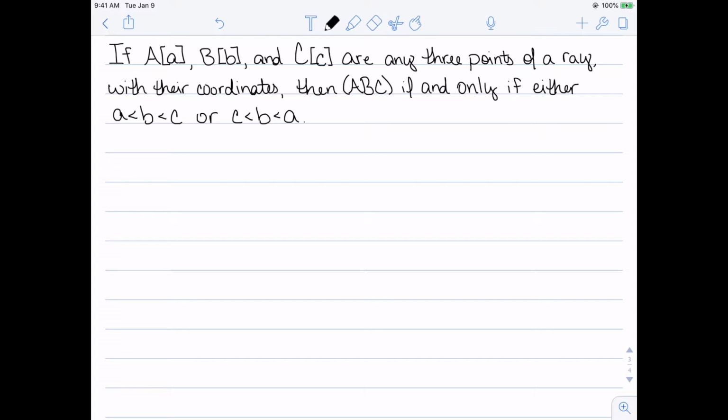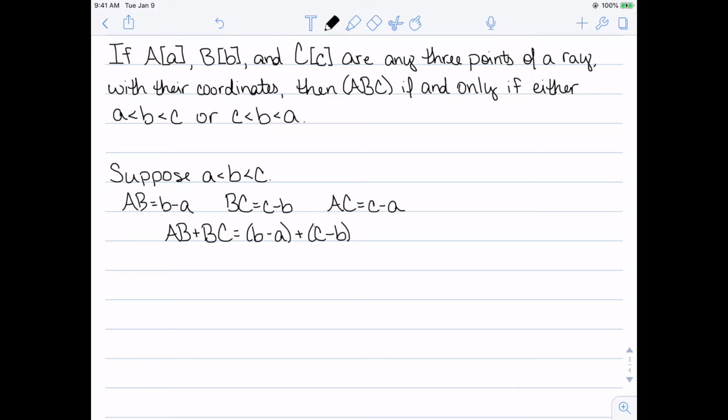Let's start by going in the opposite direction. Let's assume a is less than b is less than c. From there, we can actually start computing their distances. Since we know a is less than b is less than c, we know we don't need the absolute values. We can say the distance between A and B is b minus a, B to C is c minus b, and A to C is c minus a.